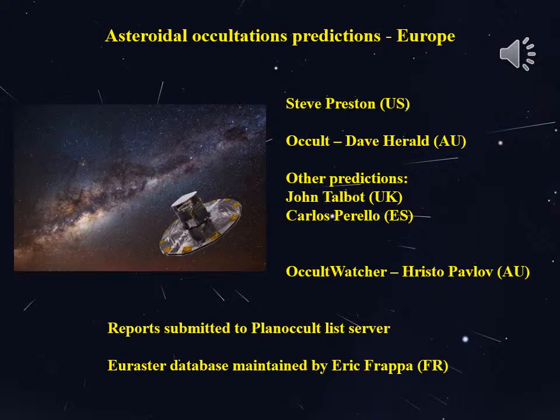Many of these are prediction feeds. And there's Occult Watcher by Hristo Pavlov, who's now moved to the UK. This coordinates them all, and you get your nice list of predictions all in one go. We have report forms, which we can complete. They're emailed to the Planoccult list server. And then, if the data's accepted, it's maintained in the database by Eric Frappa in France.